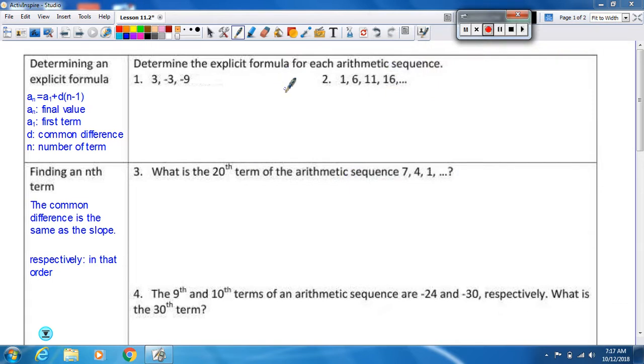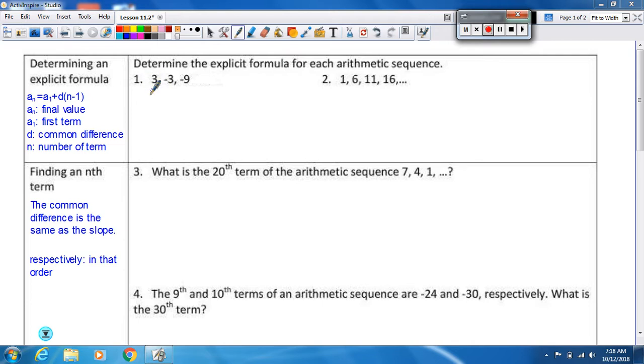Determine the explicit formula for each arithmetic sequence. The general formula is a_n equals a_1 plus d times the quantity n minus 1. a_n stands for the final value, a_1 stands for the first term, d is the common difference or the slope, and n is the number of the term.